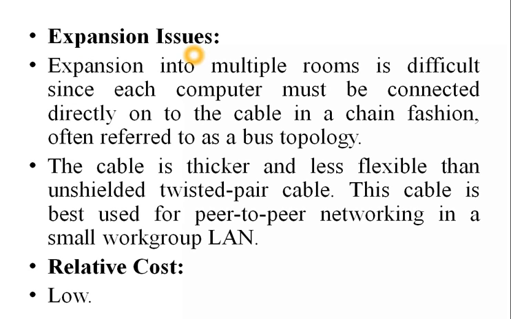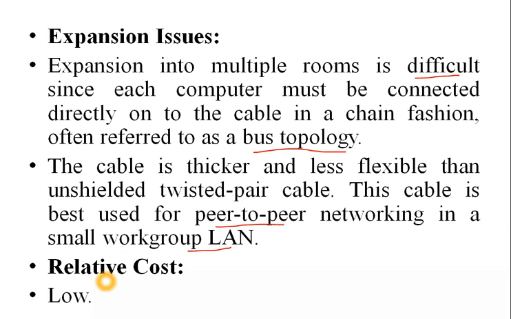Now the expansion issue. What will be the issue related with thin coaxial cable when we use coaxial cable in the network and we expand it? Expansion into multiple rooms is difficult, since each computer must be connected directly onto the cable in a chain fashion, often referred to as a bus topology. In bus topology, normally we use thin coaxial cable. The cable is thicker and less flexible than unshielded twisted pair cable. This cable is best used for a peer-to-peer network in a small LAN.